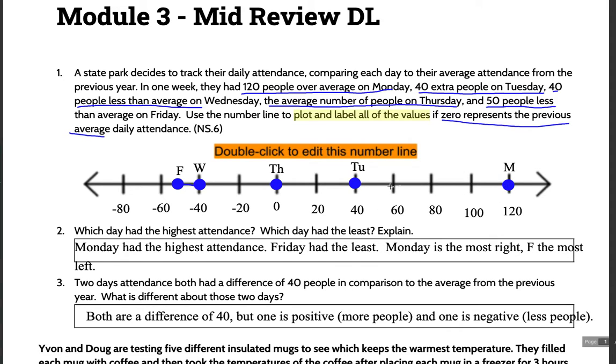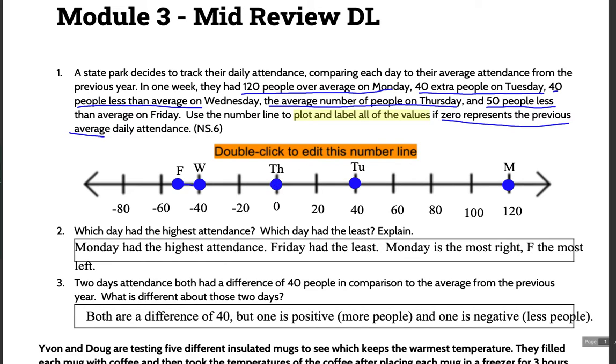So you need the dots, like you're plotting them, but you also need to label them because there's multiples. So if you don't give them labels, then you don't know which one's which. So it said in 1 week, they had 120 people over average on Monday. So over average would be more, right? So positive. So Monday's 120 more. 40 extra people on Tuesday, so positive 40. 40 people less than average on Wednesday, so negative 40. The average number of people on Thursday, so that would be 0.